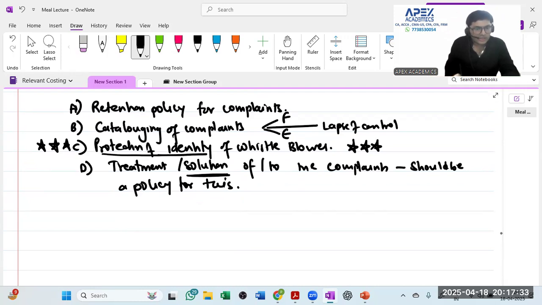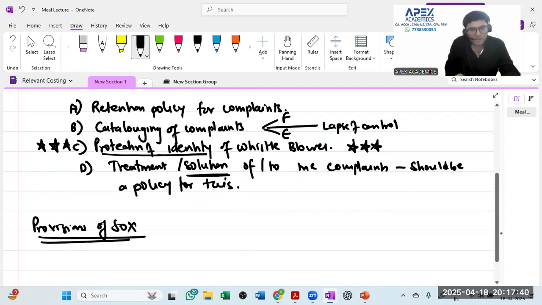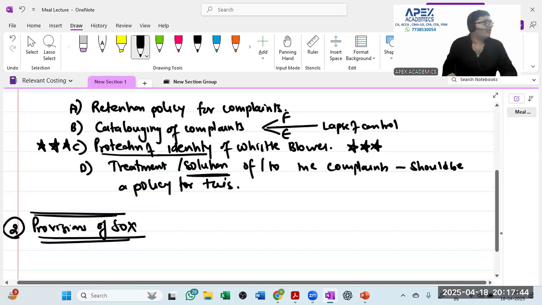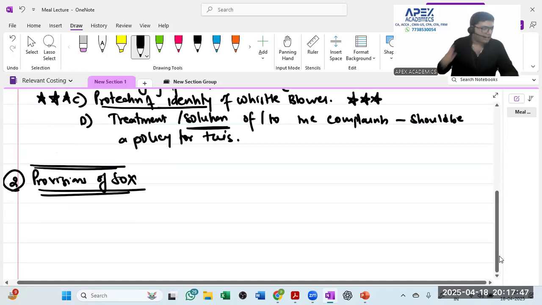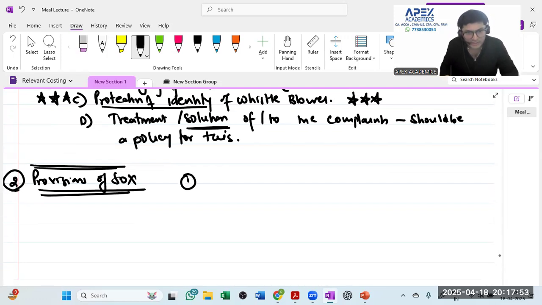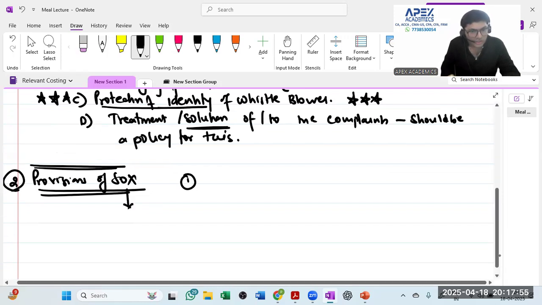Now, let us have a quick conceptual revision of what are the provisions of SOX. What are we looking at in this second concept under SOX? We are looking at the provisions of SOX. Sir, the first provision is that SOX applies to issuers. Issuers means what? Issuers means public company.